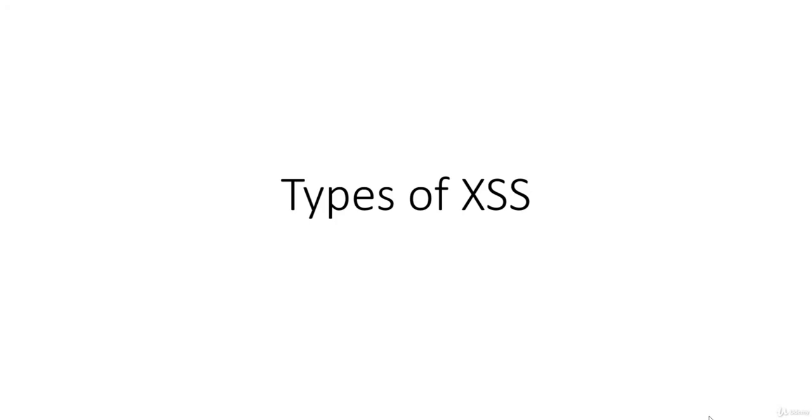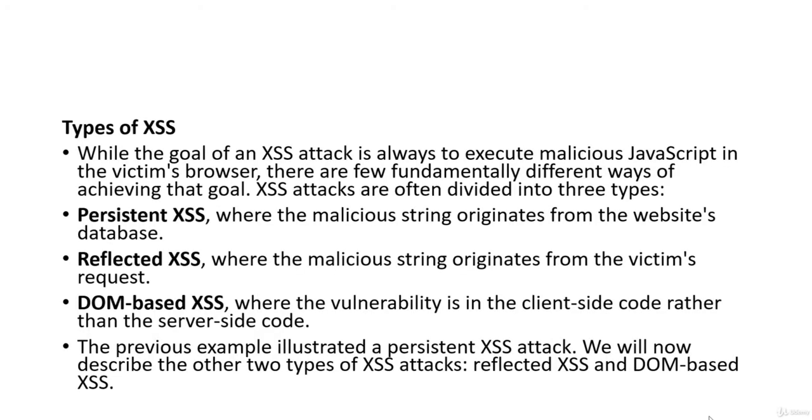So let's see the types of the XSS attack, which is basically the types of cross-site scripting attack. So we have a bunch of types over here. The goal of the XSS attack is always to execute malicious JavaScript code. We have already seen some examples in the previous lectures. There are a few fundamentally different ways of achieving that goal, which is basically executing the malicious JavaScript code.